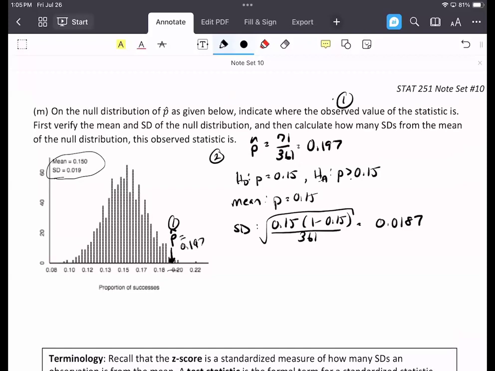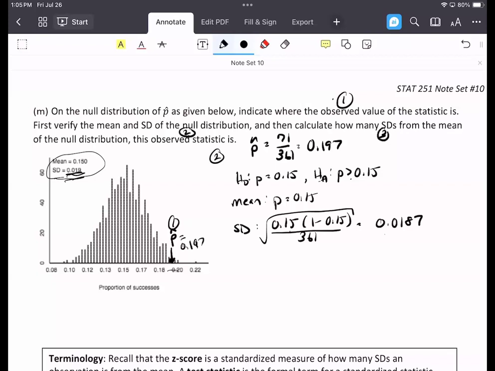The standard deviation, according to the central limit theorem, is the square root of p times 1 minus p over n. I end up with 0.0187, which is really close to what I got here of 0.019 using simulation. So it's all looking good. And I'm going to call that step 2.